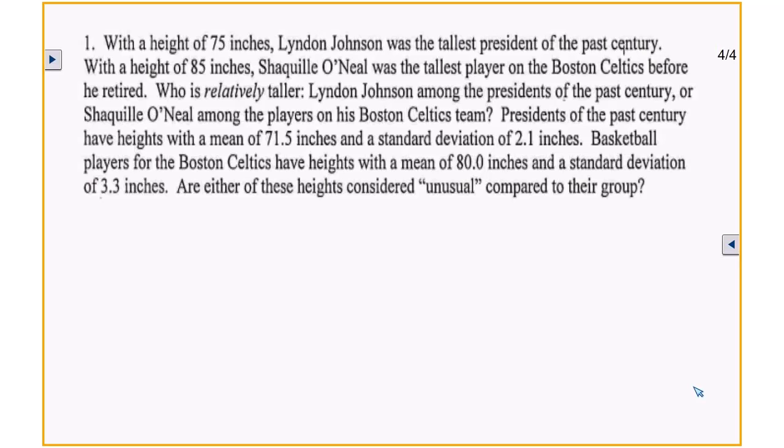But who is relatively taller? Please tell me y'all are not texting in my class. Please. Thank you.